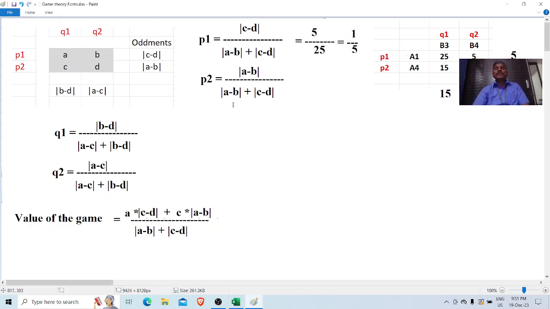Next, we will find the value for P2, which is modulus of A minus B. A minus B is 20. Here, A minus B plus C minus D is 25. 20 by 25 is 4 by 5.